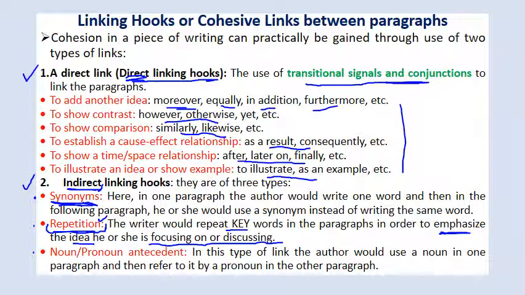Finally, the easiest one probably, or one of the most common ones, if not the easiest, would be noun-pronoun antecedent. I'm talking about cleaning campaigns in paragraph 3, and then I begin paragraph 4 with they. Instead of keeping on saying cleaning campaigns, I would say they. Obviously, now the writer links paragraphs 3 and 4 with a noun, pronoun, antecedent.